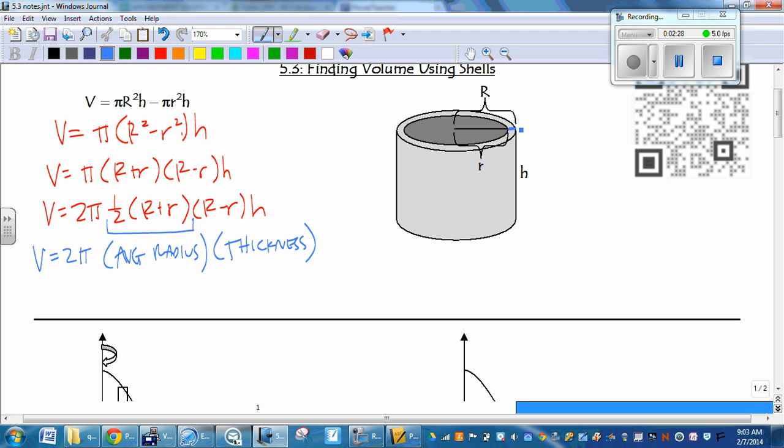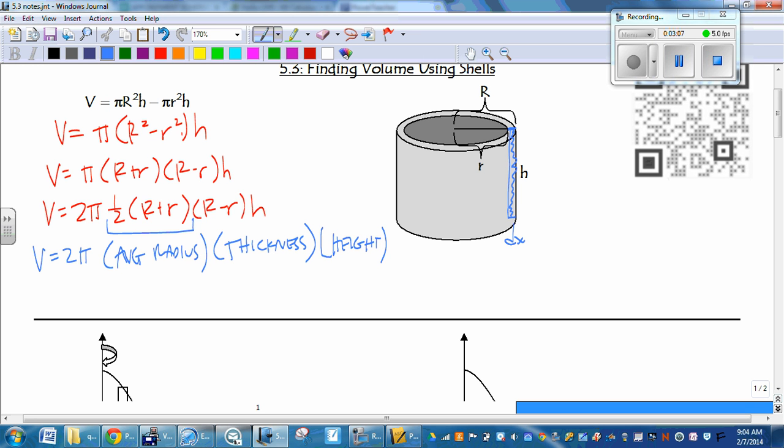So the thickness of that shell is going to be very small. That's what makes the difference between a washer and a shell. That thickness right there is our dx or our dy. It's going to be a very small measurement, whereas for the washer or disc, the height was very small. Here we have a larger height. So basically, a shell is like a tall, skinny cylinder with a hole in it, and a washer is a short, flat cylinder with a hole in it.